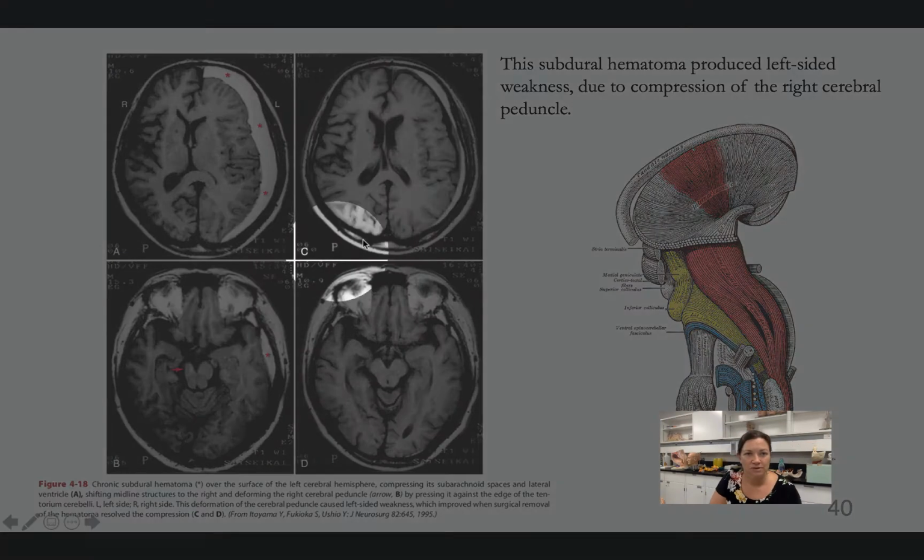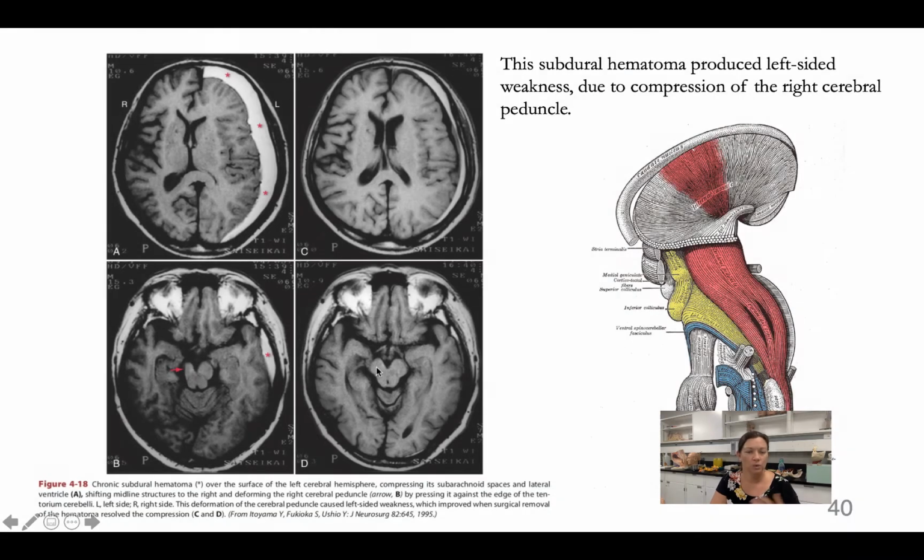Now this is the normal scenario, so you can see here the hematoma has been evacuated, the ventricles are symmetrical once again, and the mass effect has been alleviated. Everything's shifted back, and the cerebral peduncle on the right is restored to its full moth wing shape. And so probably the paralysis or weakness on the left side of the body would also resolve.